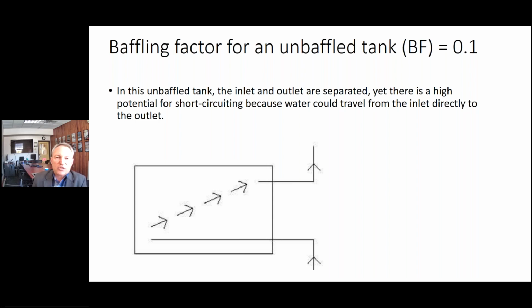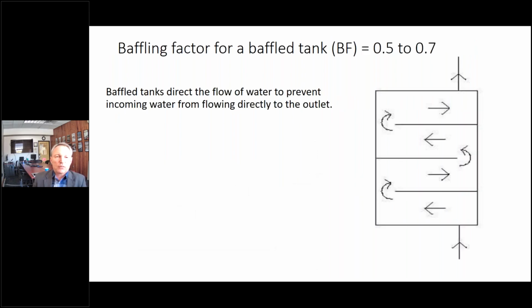Why we're doing this is that it's going to affect our contact time. Remember, CT value is concentration times time, and that time is time in minutes of the effective detention time. And we get that by looking at the baffling factor of the tanks or the volumes. So in this case, we would take the tank volume and multiply it by 0.1 to get our effective volume.